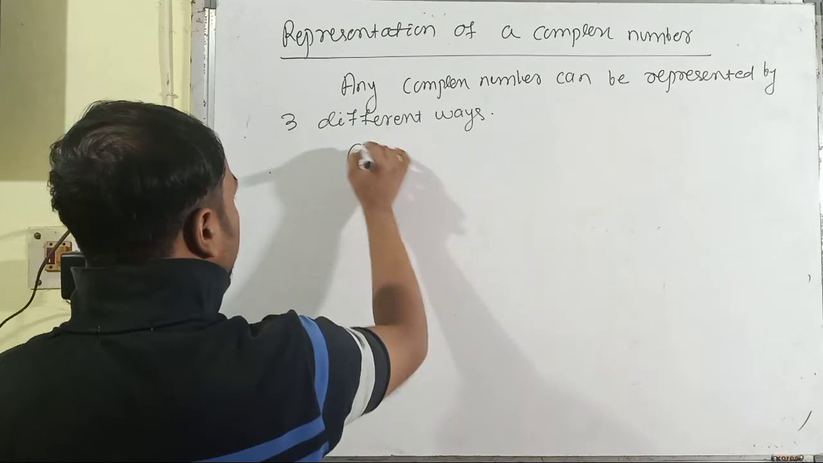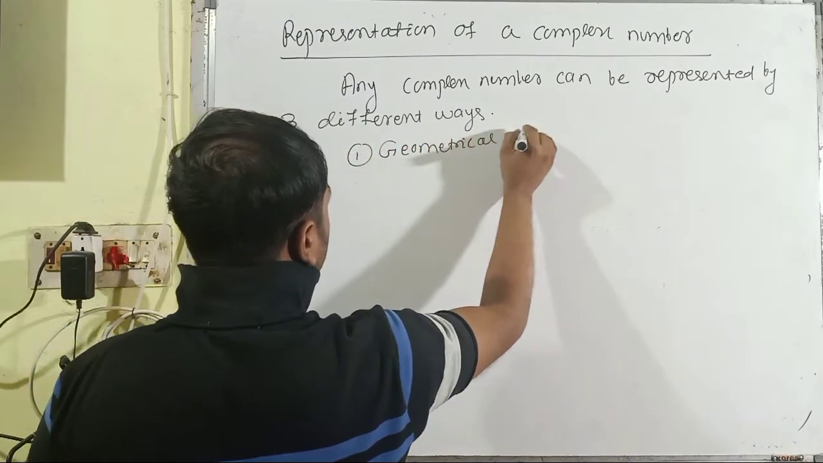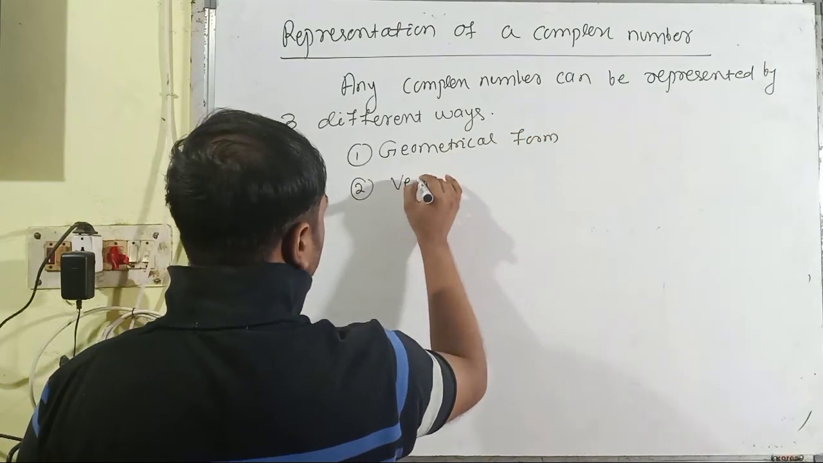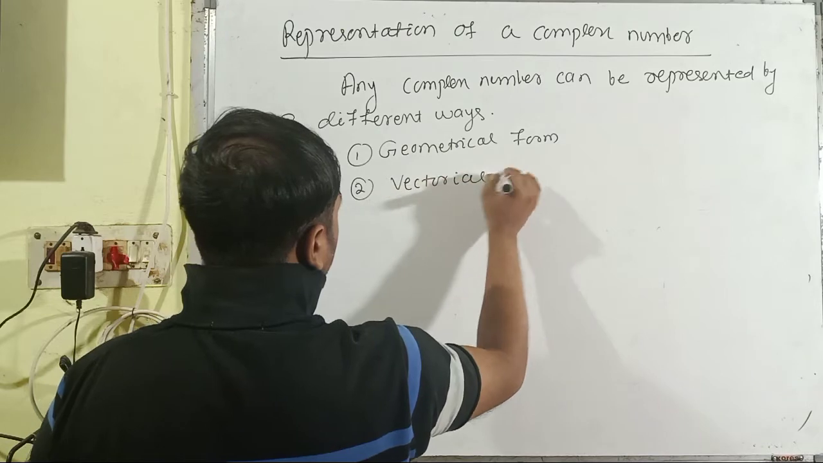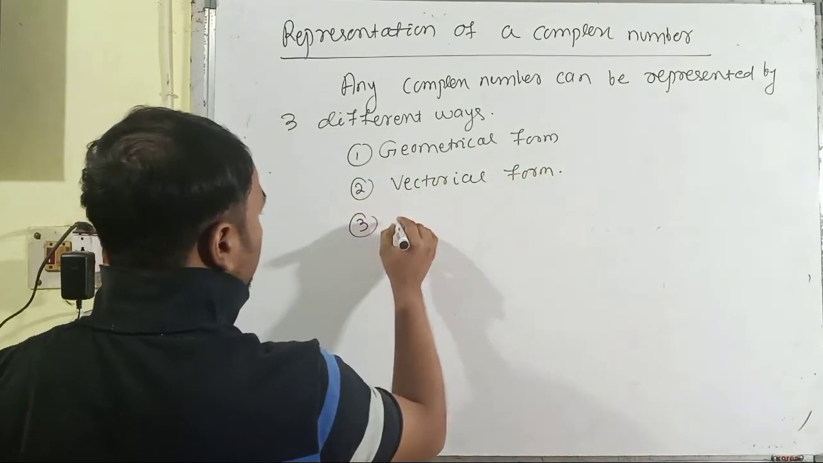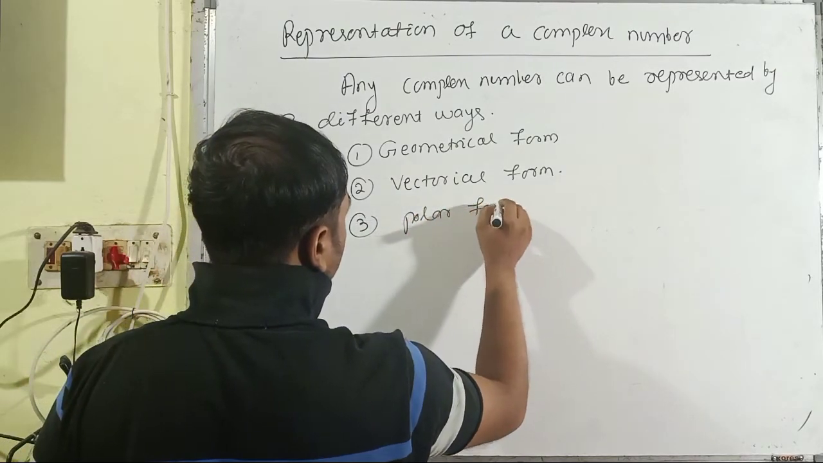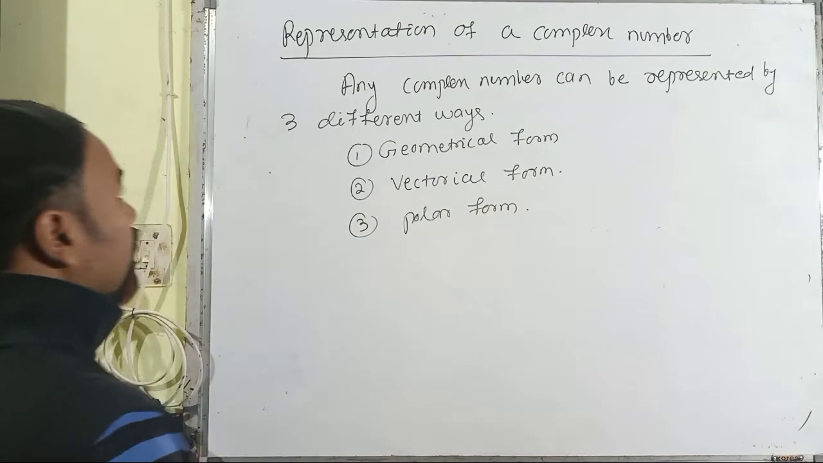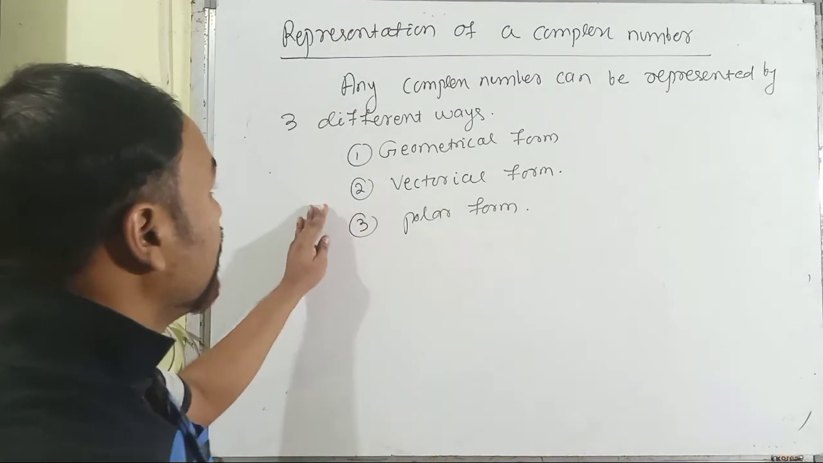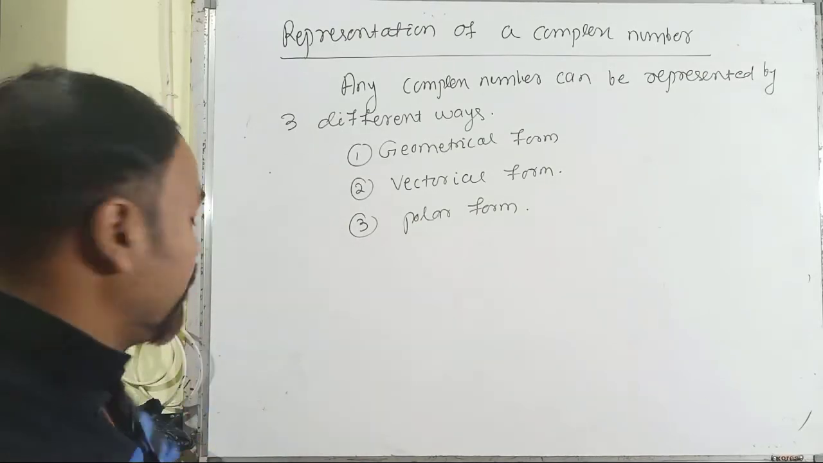The first one is geometrical form. The second one is vectorial form, and the third one is polar form. We have to discuss all three forms one by one. So let us start from the first one, and that is the geometrical form.